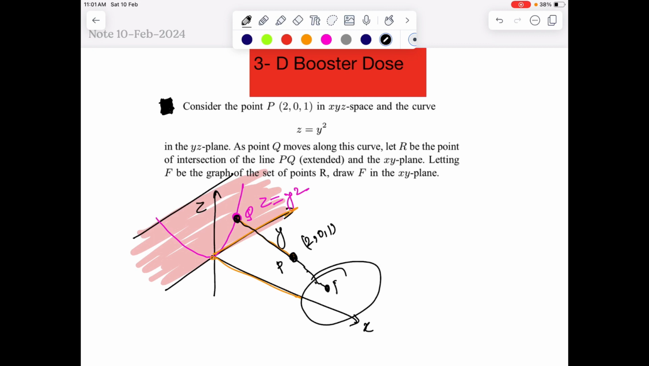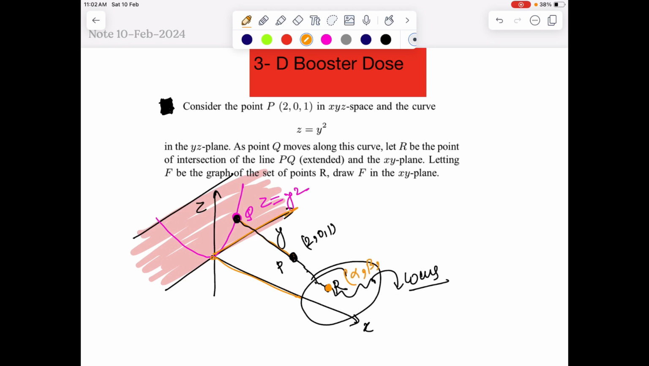The extension of PQ meets the xy plane at the point R. So as Q changes over the parabola, R will trace a curve and we have to find the locus of this curve. Now this is not that challenging a question, but you have to visualize what exactly is happening. So understanding the problem is a must. Once you get this, the solution becomes obvious.